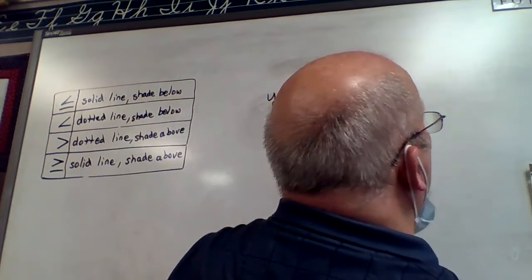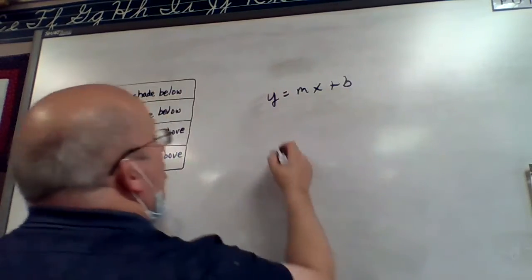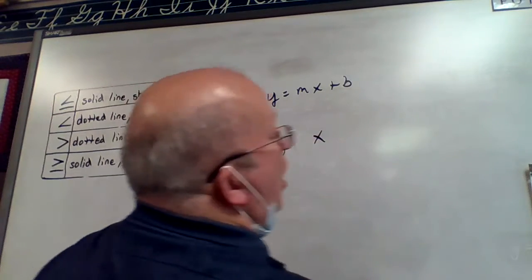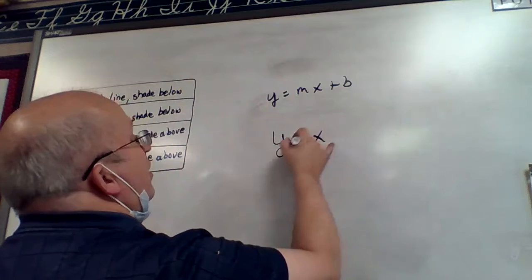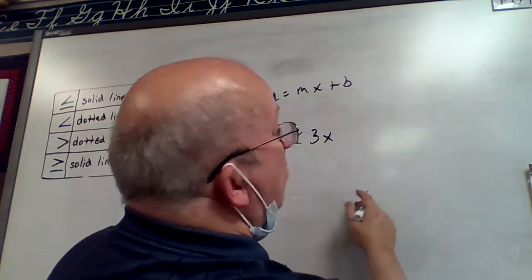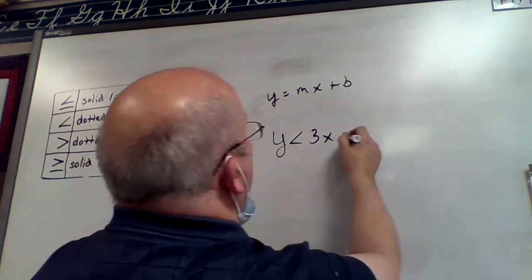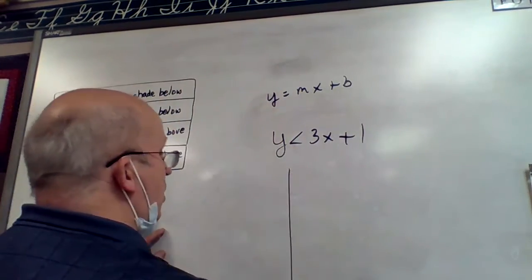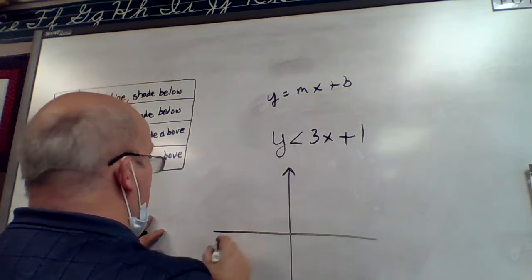Let's try a problem like this. Y is less than 3x plus 1. Let's try that one. Okay, where's my first dot going to be?